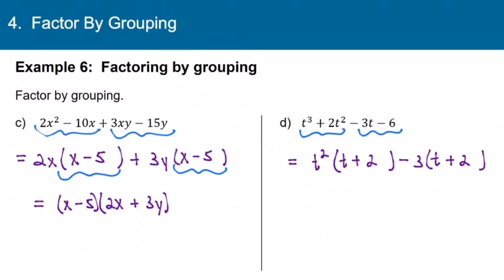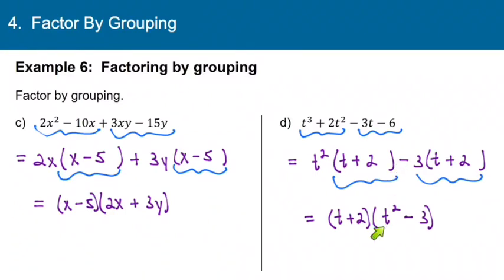But it's very important that we get a plus here, because if we didn't have a plus here, then these 2 binomials would not be the same and we couldn't finish the problem. Now that we have a plus here, we see that both of these have a factor of t plus 2. So we're going to factor out the t plus 2, and that's going to leave t squared minus 3 for our other set of parentheses.